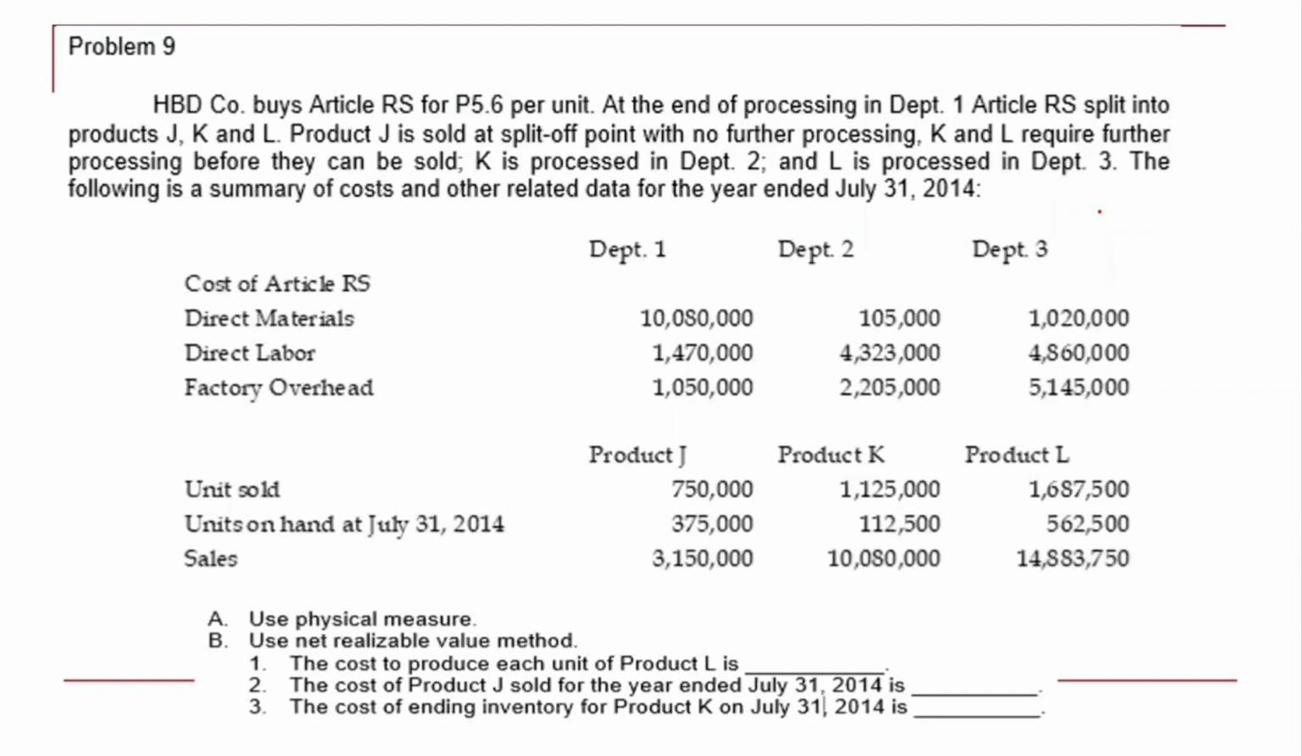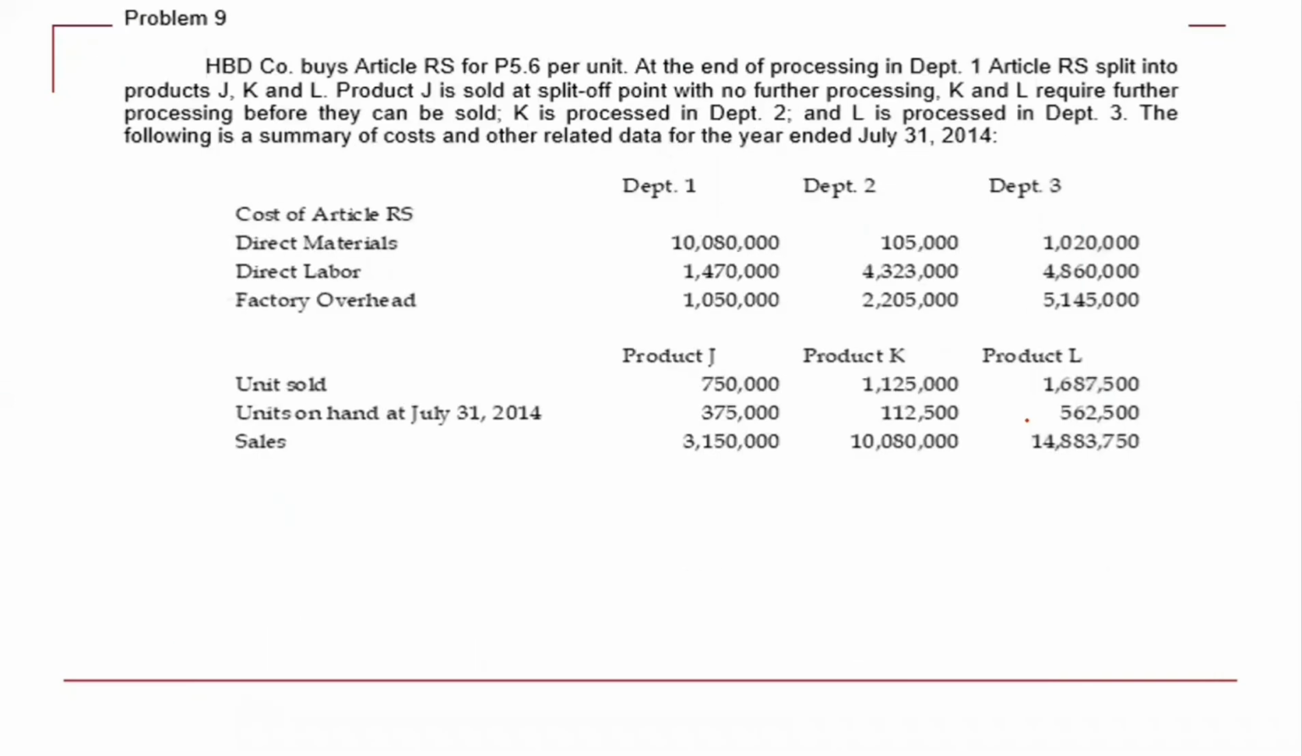Konting-konti na lang. Okay? So, sabi dito, haba nung sinabi, pero ano ba muna ang tanong? Gamitin natin yung physical measure at saka NRV method to compute for the following. Nung una, ang pinapakompute yung cost to produce each unit of product L. Tapos, the cost of product J sold for the year ended and the cost of ending inventory of product K. So we have J, K, and L na products. Yan. So dito po tayo mag-solve. So una po natin gamitin ay physical measure. Tapos solve po natin lahat ng yon.